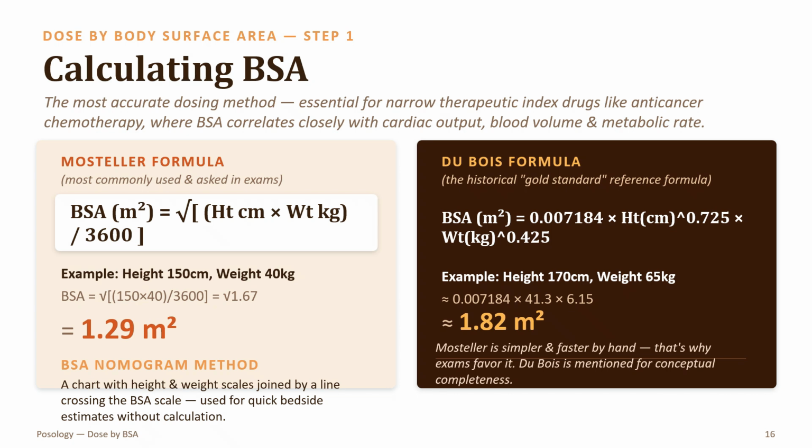And one more formula is also used, which is the Du Bois formula. It is the historical gold standard reference formula only. The given formula is 0.00718 multiplied by height in centimeter to the power 0.725 and weight in kg. Then putting the values, if a person's height is 160 centimeter and the weight is 65 kg, then this comes to 1.82 meter square. But the Mosteller formula is simple and fast by hand, that's why the exam favors it.